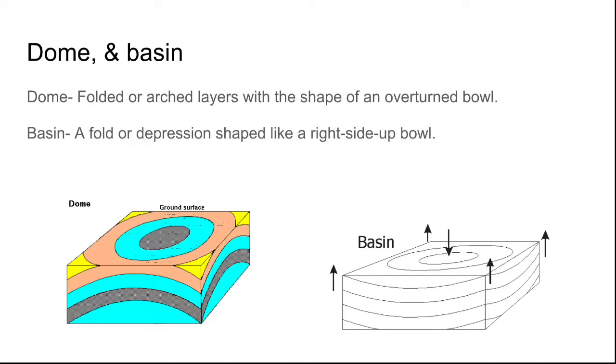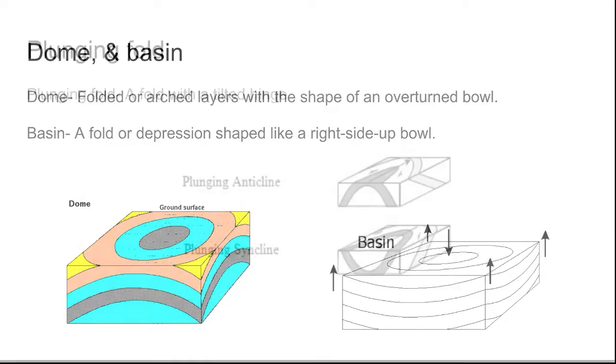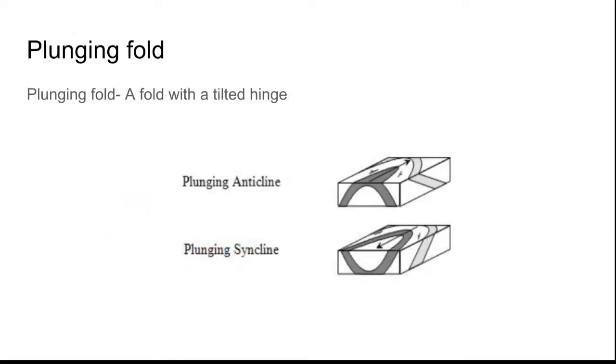Here you can see a dome, folded or arced layers with the shape of an upturned bowl. You can also see a basin, a fold or depression shaped like a right side up bowl. A plunging fold, a fold with a tilted hinge, as you can see through the pictures below.